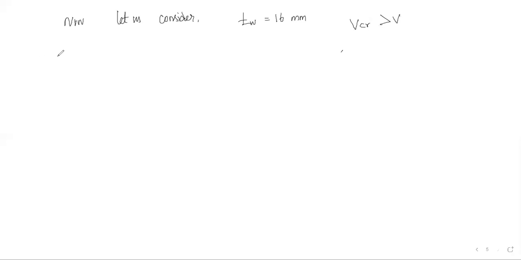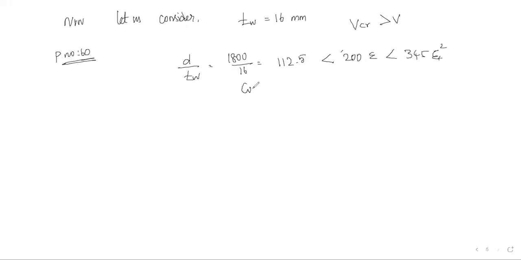So again from page number 60. D by TW, that is 1800 divided by 16, is equal to 112.5. So this is also less than 200 epsilon and less than 345 epsilon f square. So the condition is satisfied.